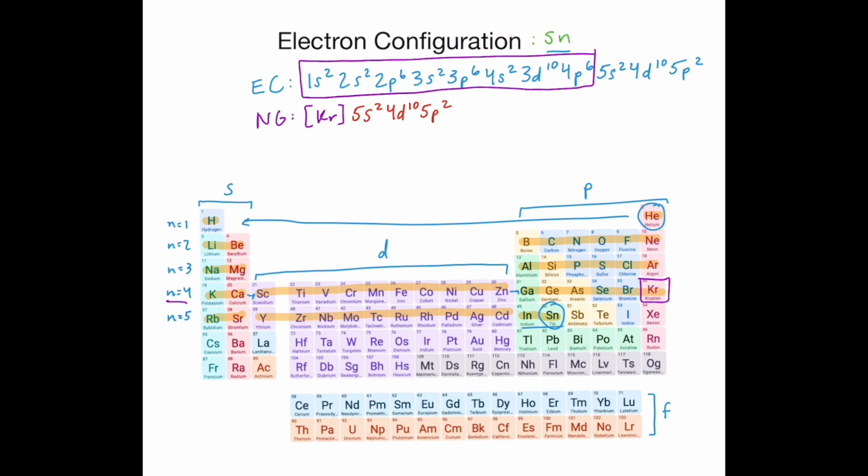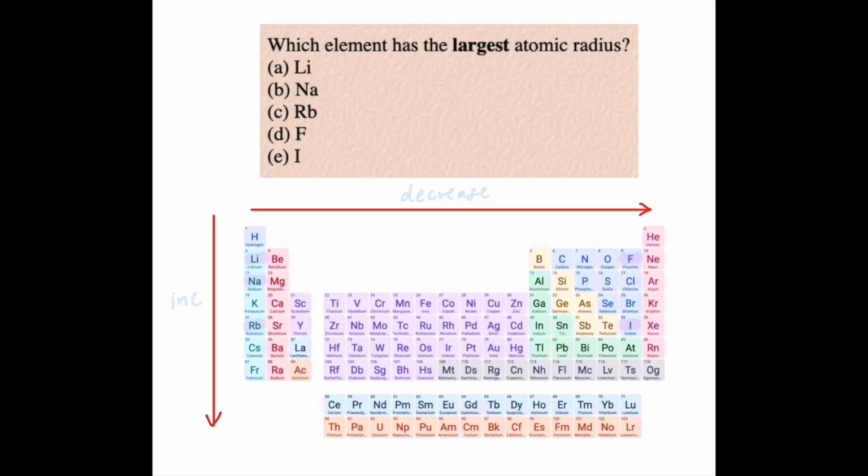This problem asks us to think about which element has the largest atomic radius. So not ionic, just the atomic. So we can look at the periodic table and think about our periodic trends. From left to right across the periodic table, the atomic radius will decrease. This is because as we add more electrons going across the periodic table, they're held more closely to the nucleus. As we go down the periodic table, we're adding more energy levels. So that will increase the atomic radius because we have more energy levels.